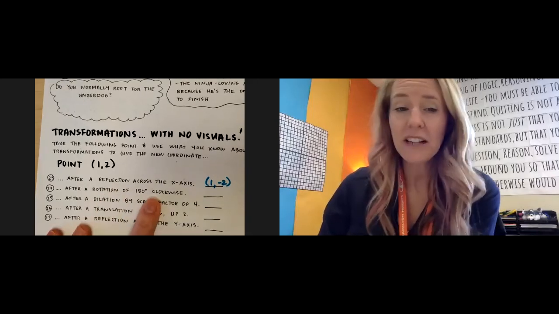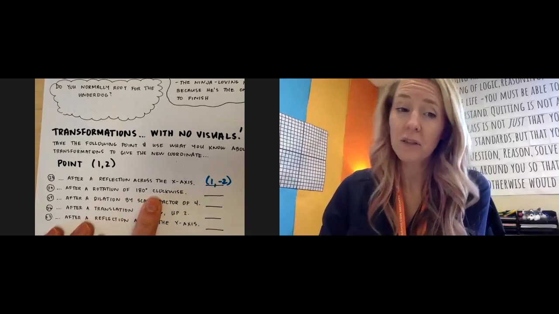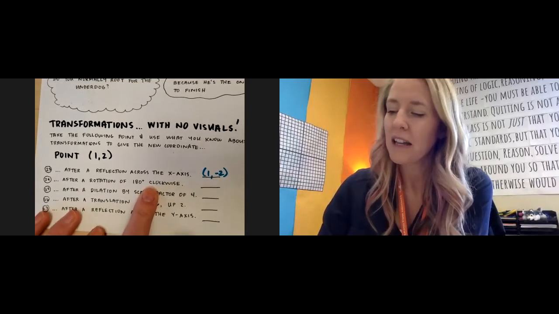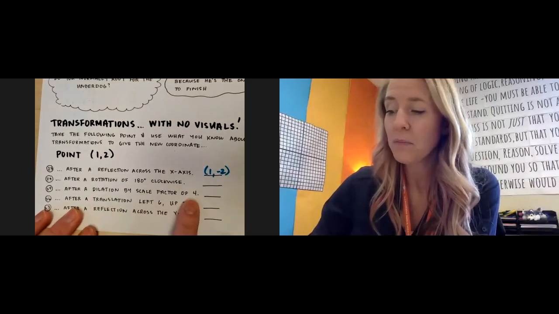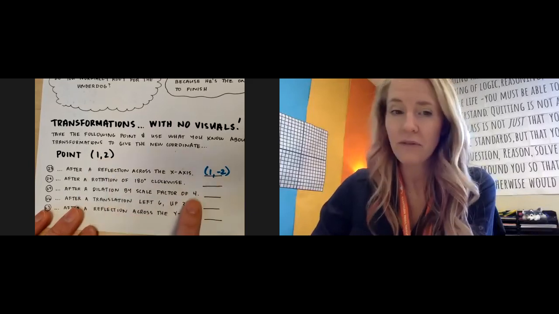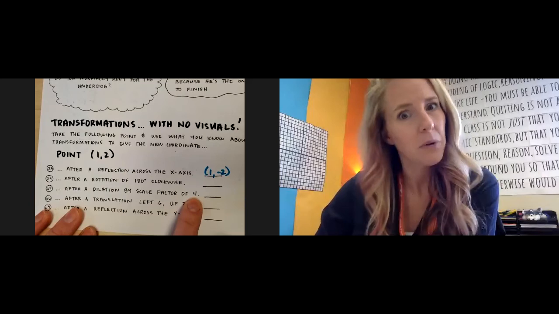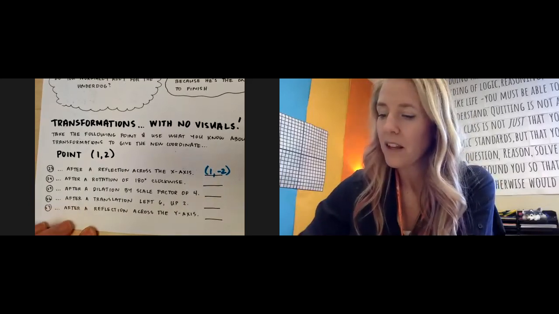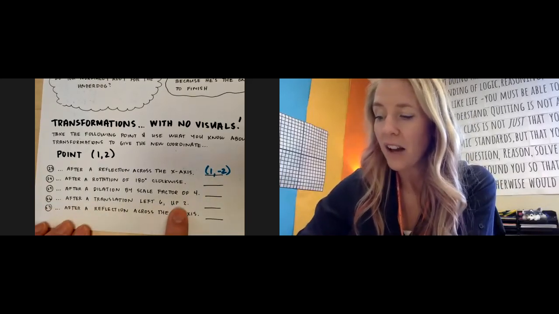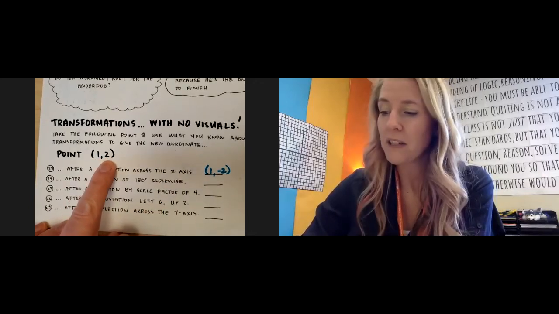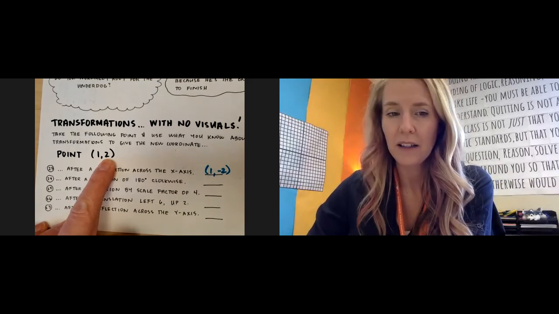A rotation of 180 degrees, whether that's clockwise or counterclockwise, doesn't matter. We do something with our signs every single time. Dilation means you have to multiply each of your numbers by the scale factor. Sometimes we have to do that with fractions, and that throws everybody off, but that's not a fraction one. Translating it left and up means this left-right movement is always that x. The up-down movement is always your y.